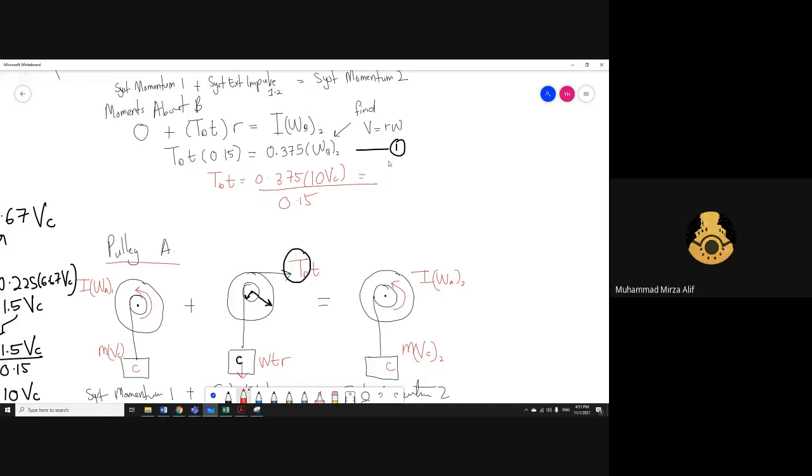25 VC. Okay, this is TDT. Sebenarnya you boleh divide by time. Lupa nak bagi divide by time. So if you divide by the time, if you divide by T, what do you get?